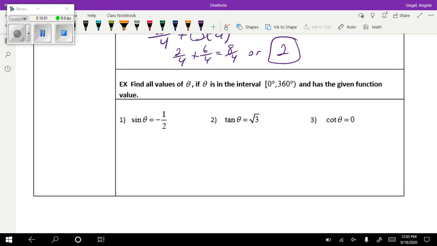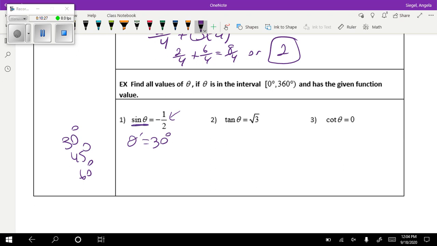Okay, so let's go the other direction. I need to know which angles deal with 1/2. Think about just a generic sine equals 1/2. Which angles? Is that going to be 30-degree reference angles, 45-degree reference angles, or 60-degree reference angles? I know that my reference angle is going to be 30 degrees.